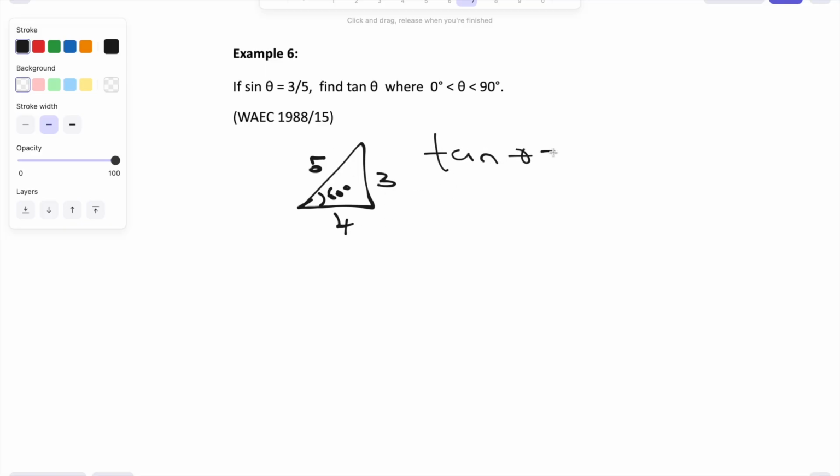So this is a trick question. Don't just say this is supposed to be 3, 4, 5. Let the question guide you. So tan, which is opposite over adjacent, will be 3 over 4. So our tan theta is 3 over 4. Let's see if we're correct.